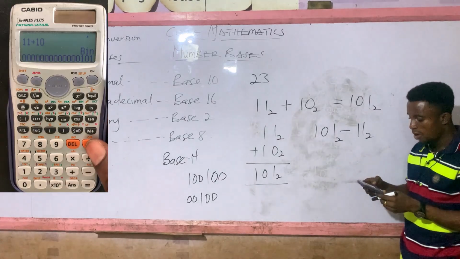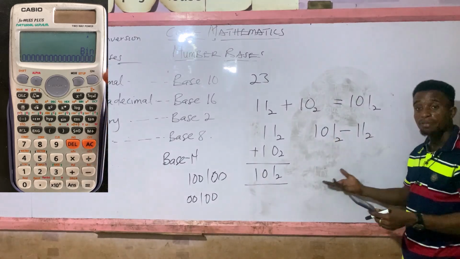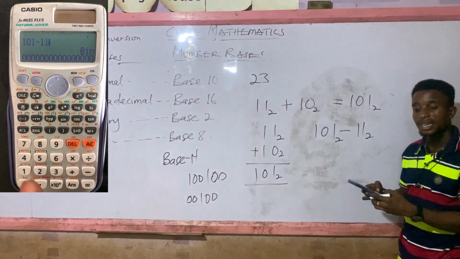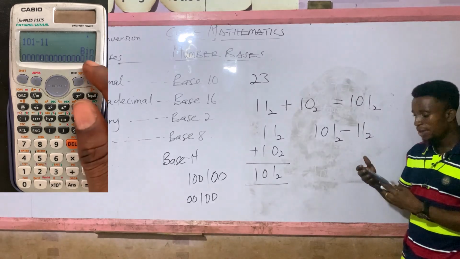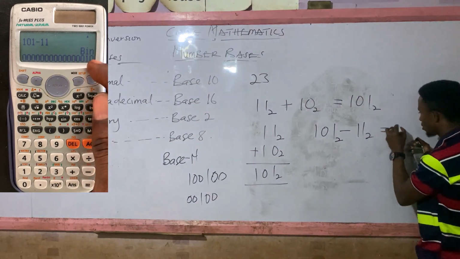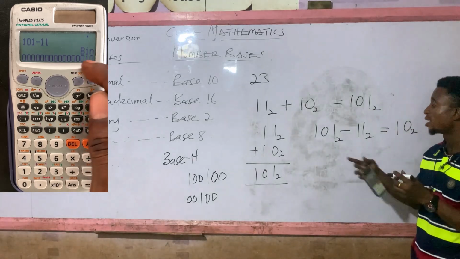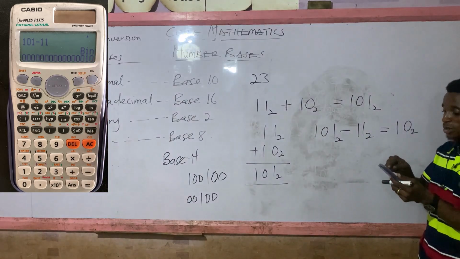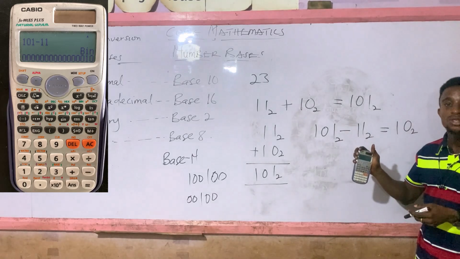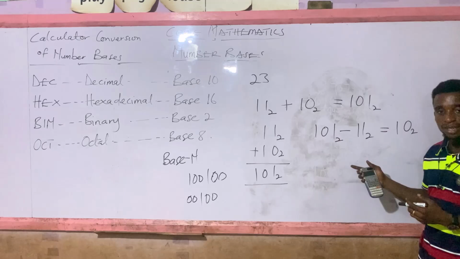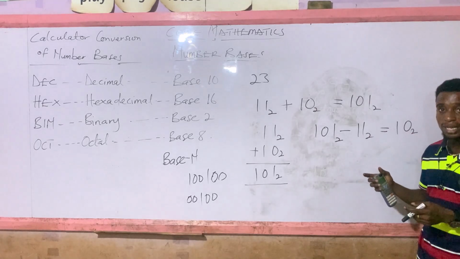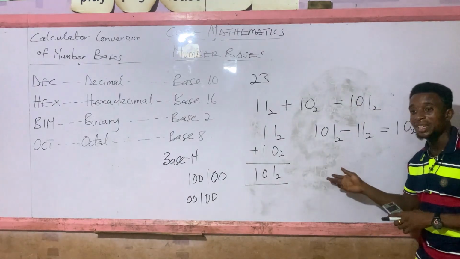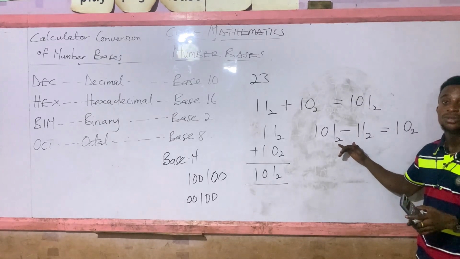So now what do I do? I click on the bin, I'm working in base 2. So I put 1 0 1 minus 1 1, then you click equal to, and under the bin you will see 1 0 base 2. If you solve it, you are going to get 1 0, and that is what is under the bin. So for subtraction too, it can do it for you. The same thing applies to base 8. Here everything we are working in is base 2, so we don't have to convert to decimal or base 8.